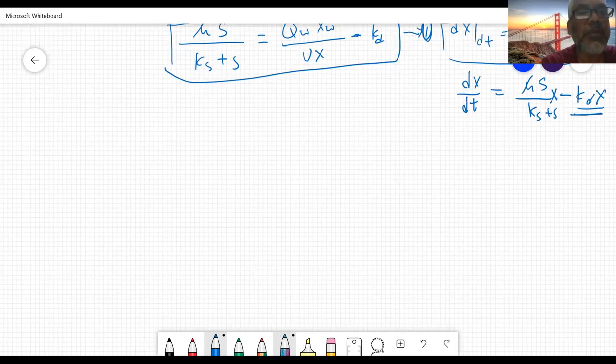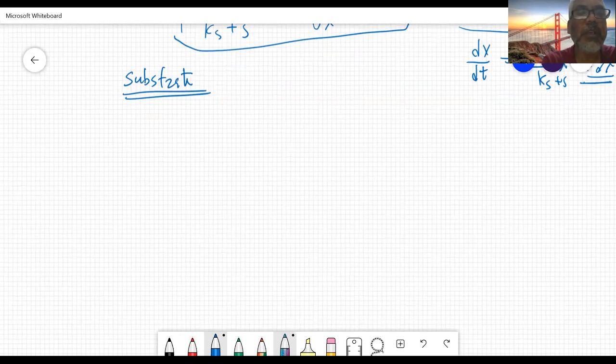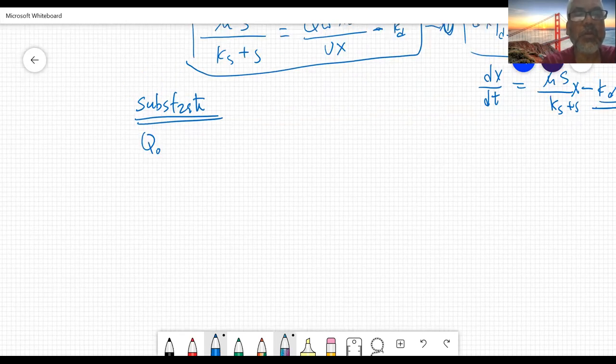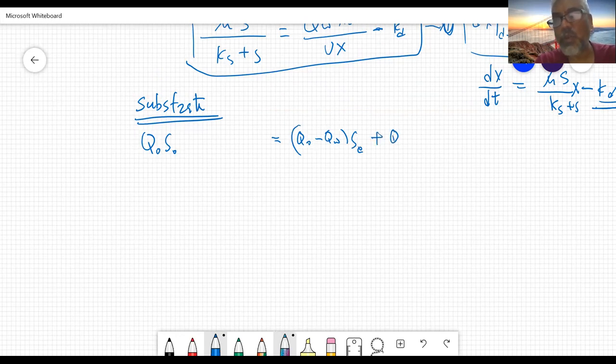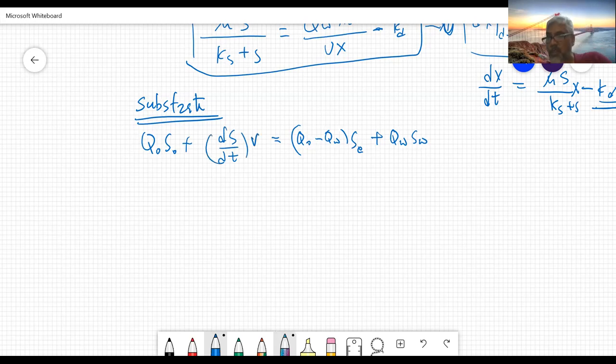Similar thing we can write for substrate. Now for substrate which is coming in, substrate is coming in from the front, Q naught S naught. Net substrate which is going out also from Q naught minus Qw SE, and also from the waste sludge Qw Sw. But substrate is being consumed also. So substrate is being consumed in the tank. So we can write like this.